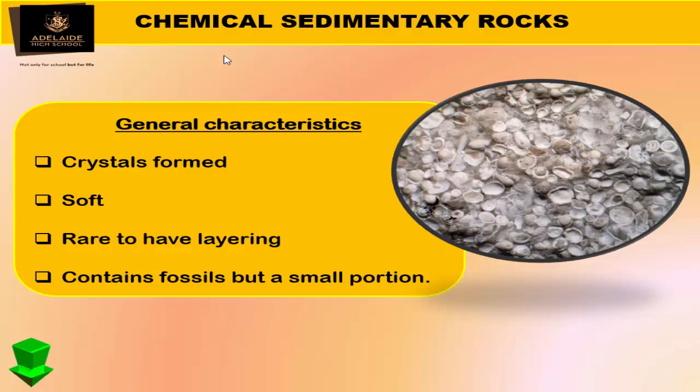So you have learned about clastic, you have talked about chemical as well. All right, so every time when you see a category, think about the general characteristics, think about how it is formed, and some of the examples. Okay, all of you good so far? All good? Can I go to the next slide?